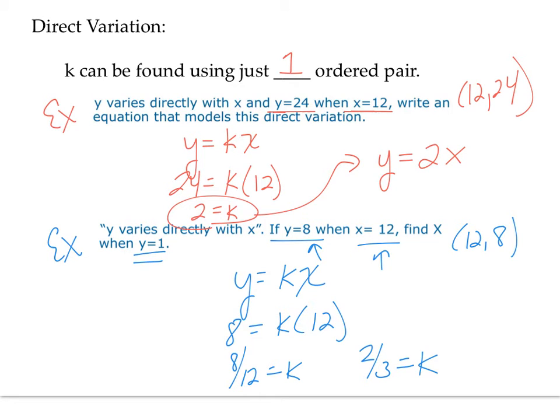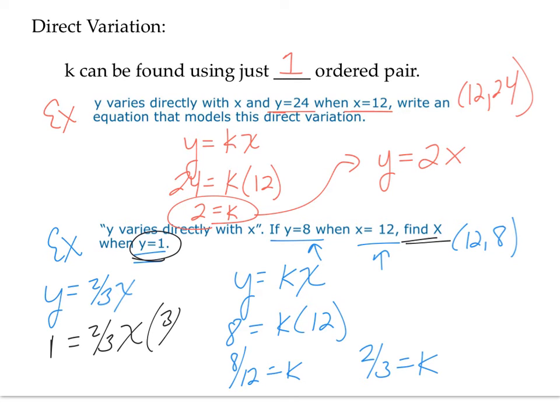Now I go ahead and I put that into my equation in place of the k. The value that I know, y equals 1, put that in place of the y, and it states that I want to find x, so I'm okay with x remaining a variable. To get rid of the 2/3 in front of the x, I multiply both sides by the reciprocal. So 3/2 equals x.